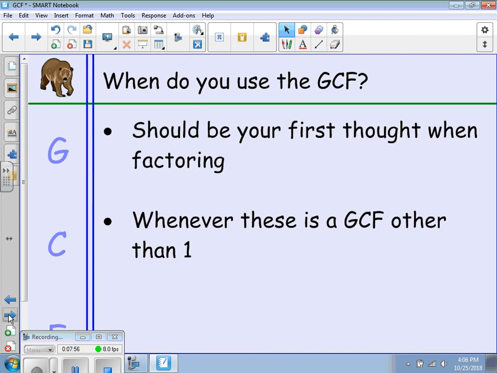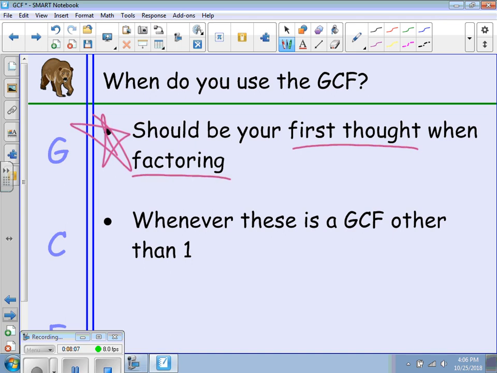So, when are we going to use the GCF? Well, you should always think about it as the first thought that you have when we're factoring. And we'll talk more about that in our second lesson. But it's your first thought when you're factoring. Okay? This should say whenever there is a GCF other than 1. So whenever your leading coefficient is something other than 1, you definitely need to take out that GCF. So that's when we have to use it.